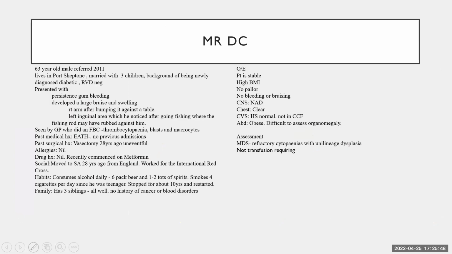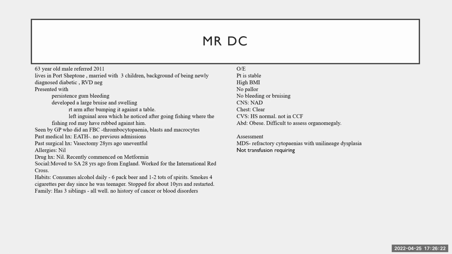The last patient is Mr. DC, a 66-year-old male who was referred in 2011 from Potchefstroom, married with 3 children, with a background of newly diagnosed diabetes, and was RVD negative. He presented with persistent gum bleeding, and he also developed large bruises and swelling on the right arm, which he said developed after bumping his hand against a table, and also in his left inguinal area, which he noticed after going fishing, where the fishing rod may have rubbed against him.